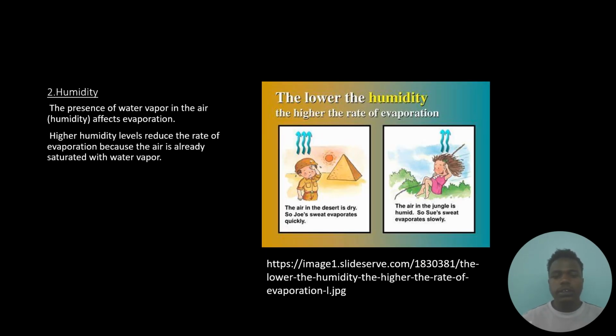The second factor is humidity. The presence of water vapor in the air, humidity, affects evaporation. High humidity levels reduce the rate of evaporation because the air is already saturated with water vapor. As we see on these pictures, the lower the humidity, the higher the rate of evaporation. When the humidity becomes too low, it increases the rate of evaporation.